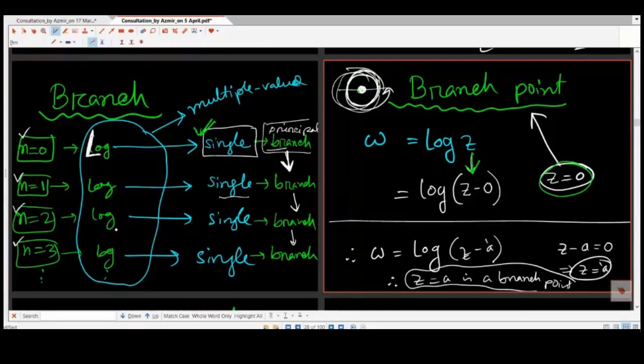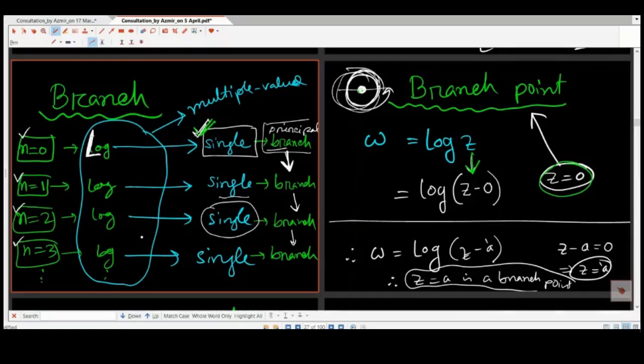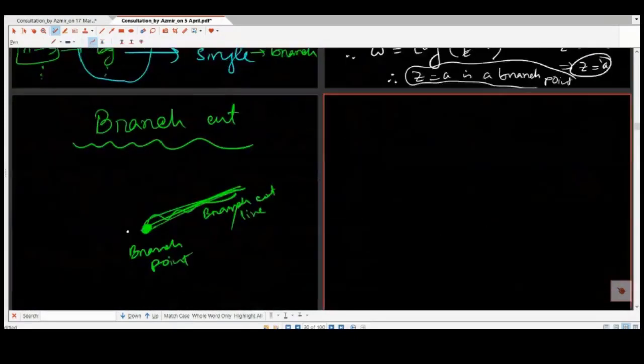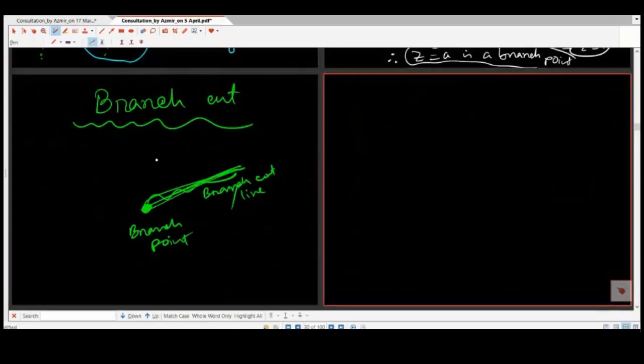But our target is to have an analytic function. Our target is to have only one single valued function. We don't need all branches. We need only one branch. Let's say we need this one. Or let's say we need this one. So what should we do? We need to have a restriction. That restriction is given by a term which is known as branch cut. This is just a line which is adjacent to the branch point.